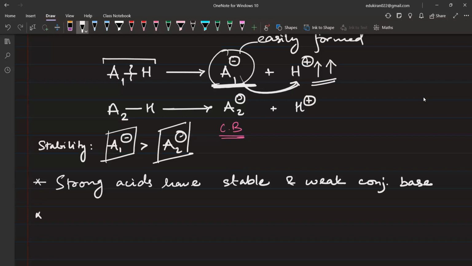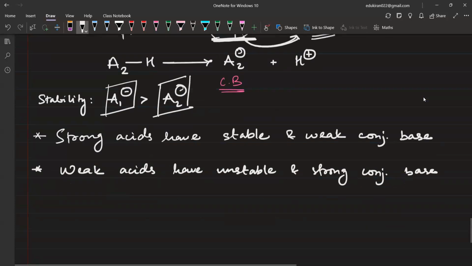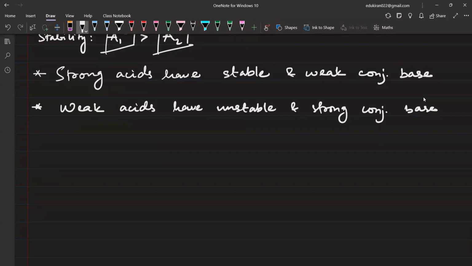And similarly, you will write weak acids have unstable and strong conjugate base. When the conjugate base will be unstable, it will attack the H plus because it is not stable on its negative ion. It will attack the H plus. As soon as it attacks H plus, now it is behaving as a base. That means it is a strong base. It is attacking H plus and abstracting it.